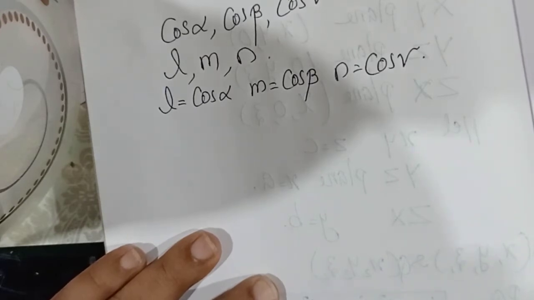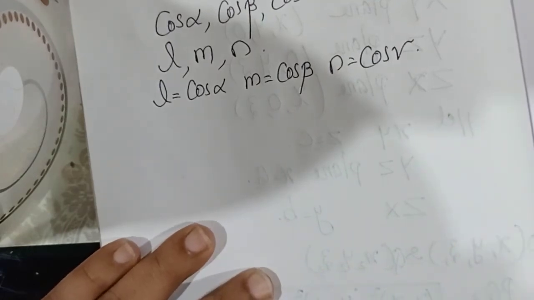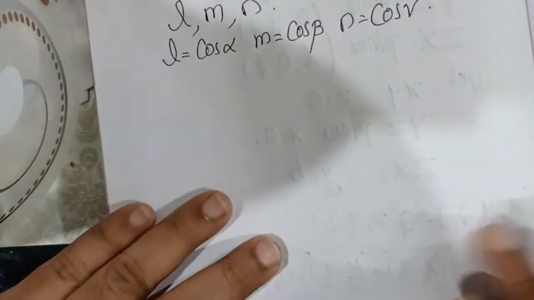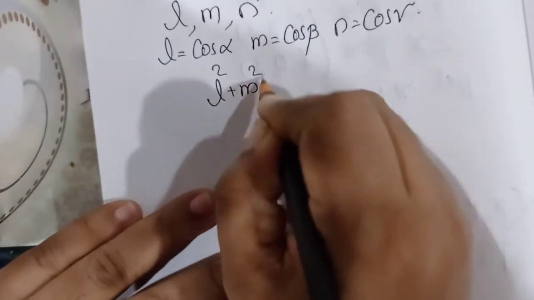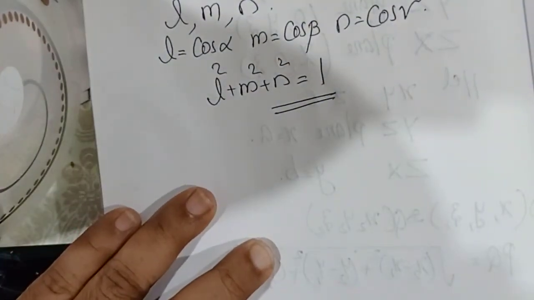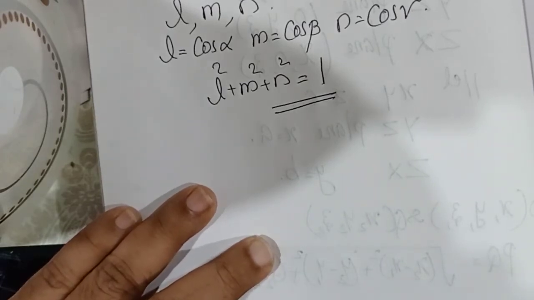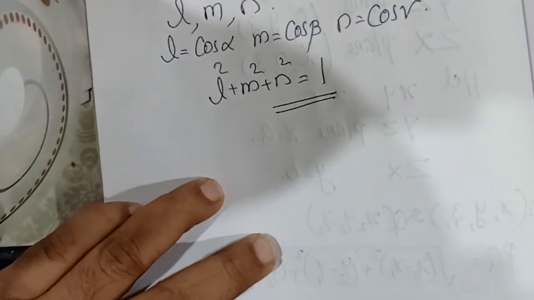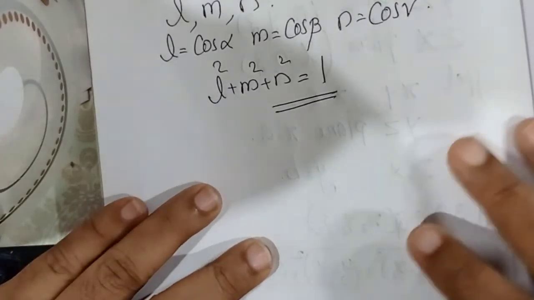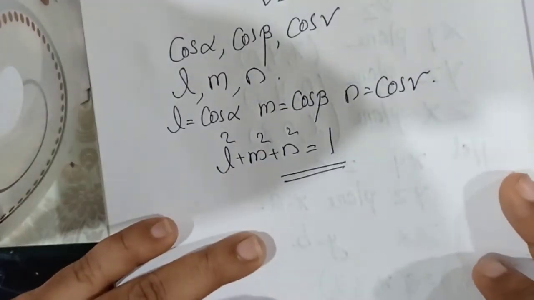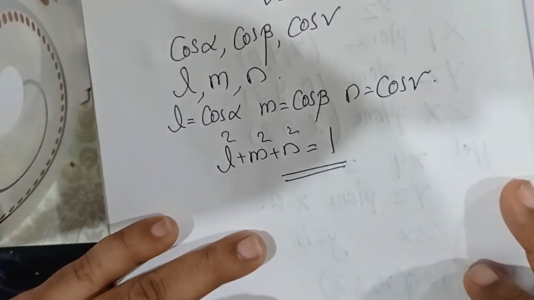Okay. The next one is, we know that l, m, n are the direction cosines and we apply this one. l square plus m square plus n square is equal to 1 always. That is, the sum of the squares of the direction cosines of a line is 1. These are about direction cosine. Direction cosine means the cos of the angle.